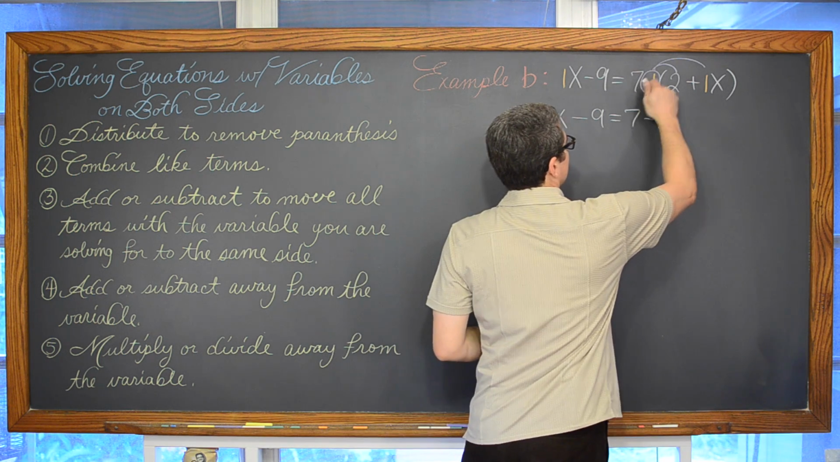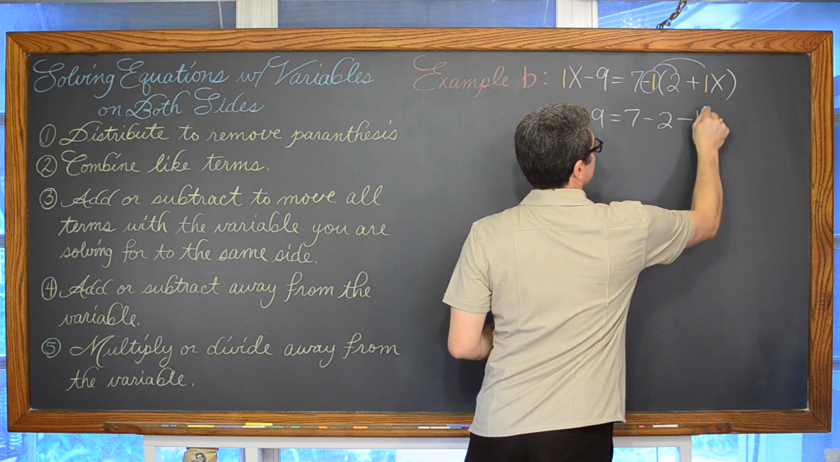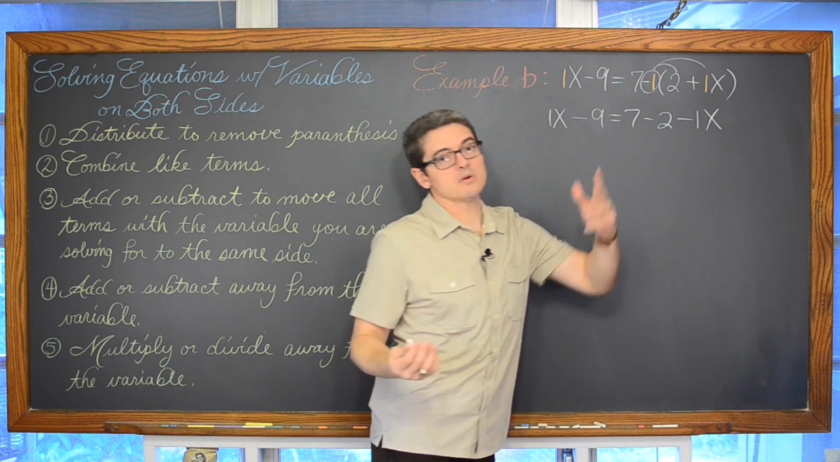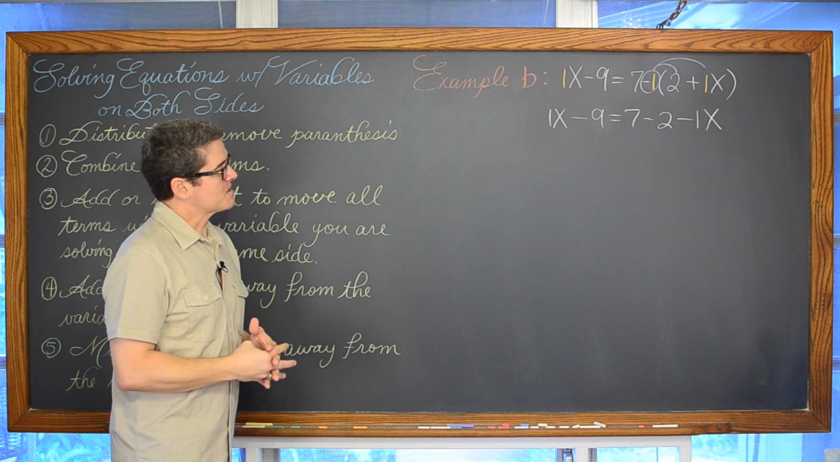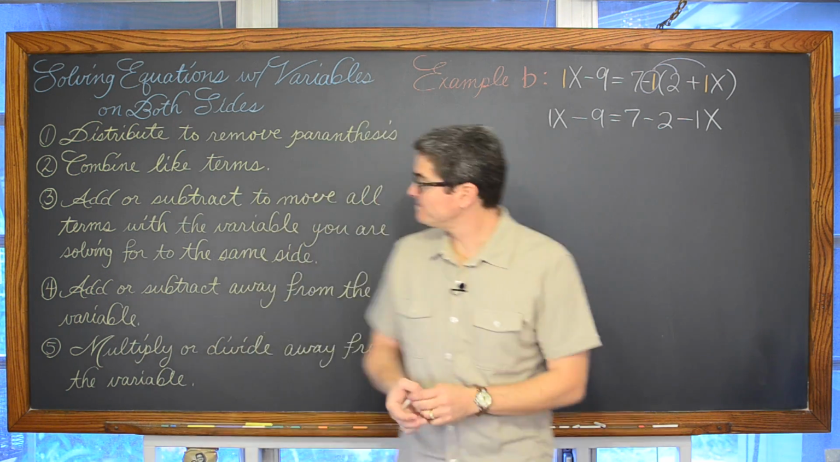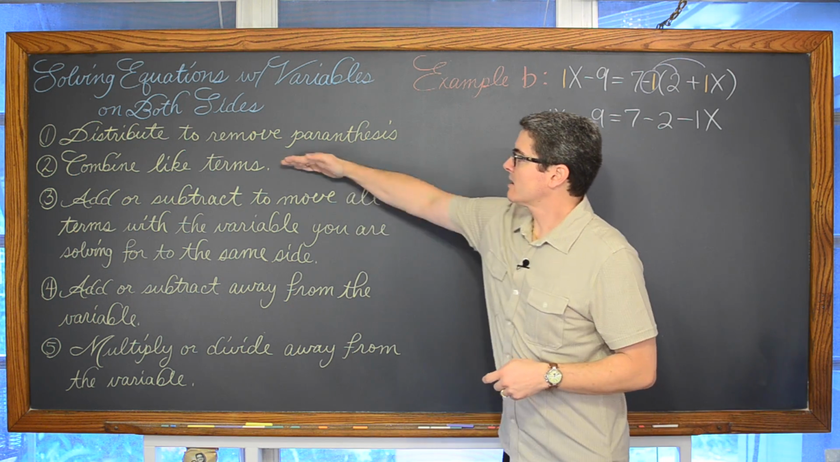Then we have -1 times +1. Well, -1 times +1 is -1, and let's carry that x along with there because, well, there is 1. And now we have x minus 9 is equal to 7 minus 2 minus x. We just got rid of the parentheses going through the distributive property. Combine like terms.